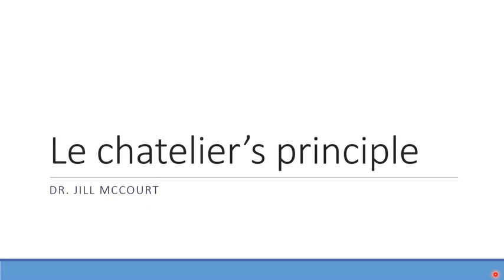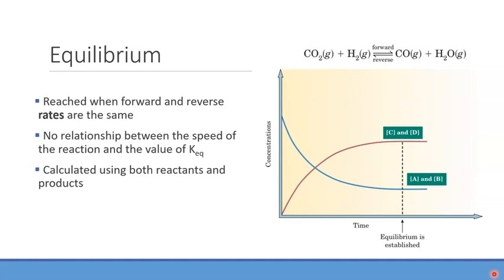In this equilibrium lecture, we're going to discuss Le Chatelier's principle. So Le Chatelier's principle deals with what happens when we change the conditions around equilibrium. Let's remind ourselves that at equilibrium, we have two reactions taking place: the forward reaction and the reverse reaction. And at equilibrium, all we know is that the speed of the reaction is the same in both directions.